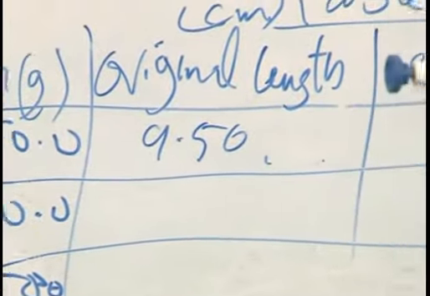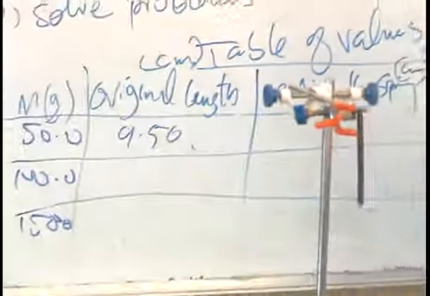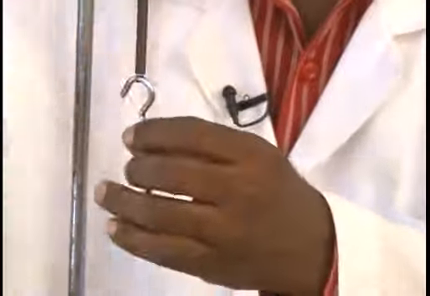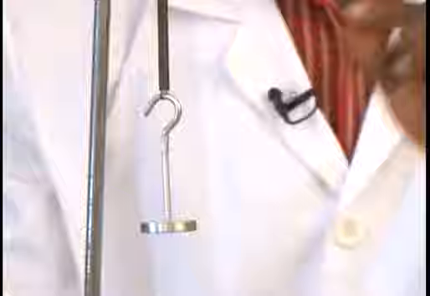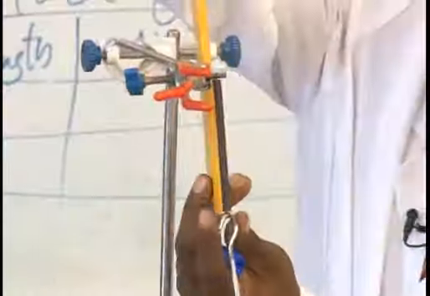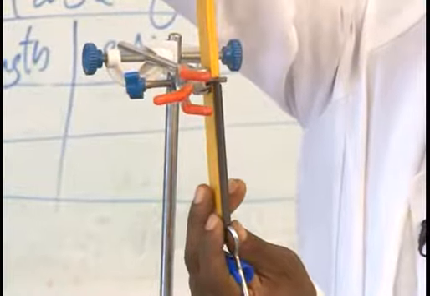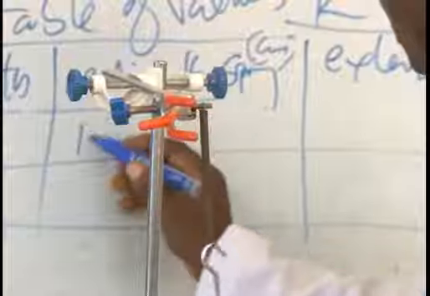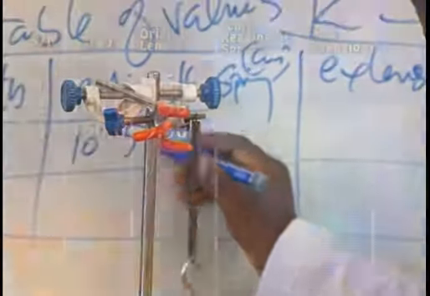Now, let's take the reading. That is, when 50 grams is added to the spring, what's going to be the length? This is 100 grams. This is 50 gram mass. We are suspending this. We are going to add this to the spring. Now there is a little shift. I hope you can see it. All right. So we'll measure this. Ideally, we're supposed to take it twice. Sorry, this is 10.5 centimeter.